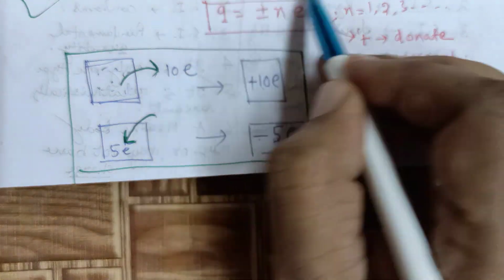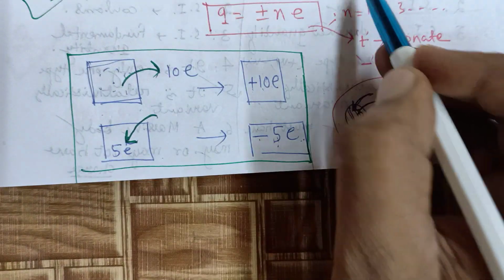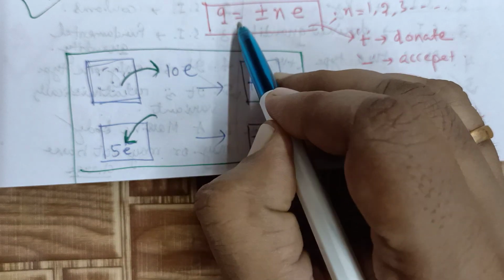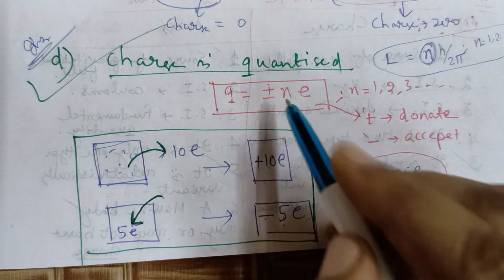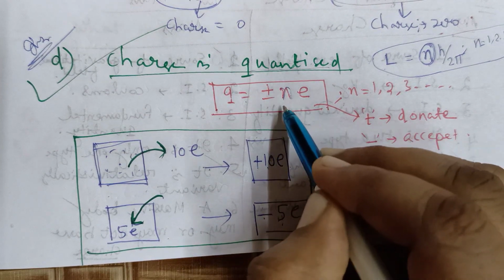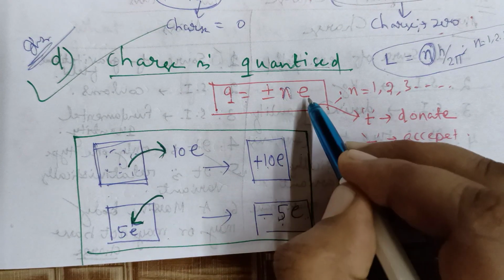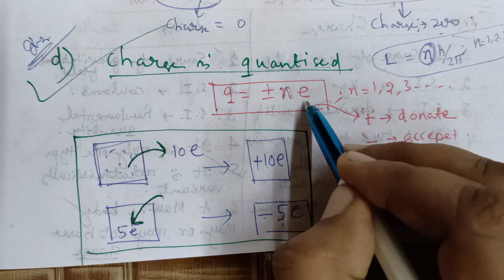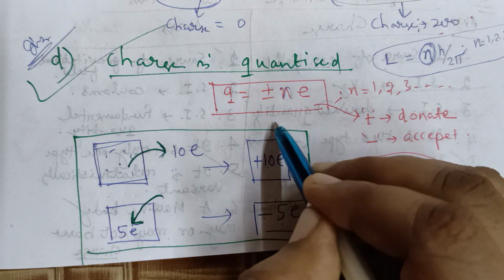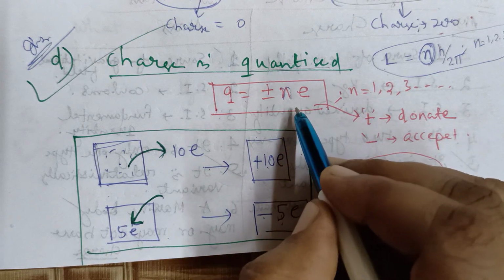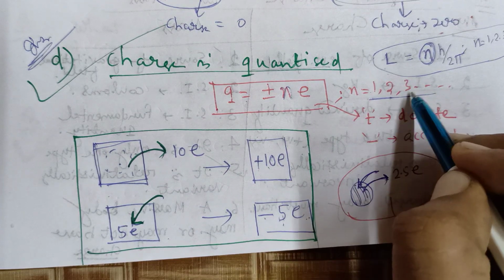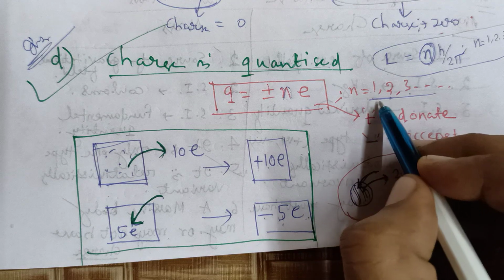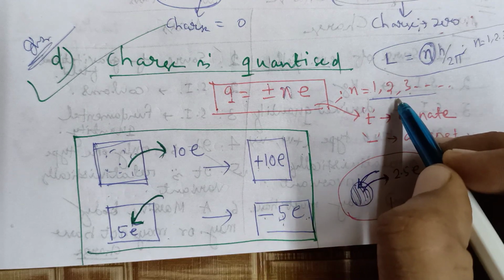Similarly, in the written formula, charge is quantized. That means the charge of any body can be expressed as an integral multiple, N being an integer, of the charge of the fundamental particle. Fundamental particle means electron, either electron donated or electron accepted. N is a pure number. It may be 1, it may be 2, it may be 3. It can never be 1.2. It can never be 2.5.